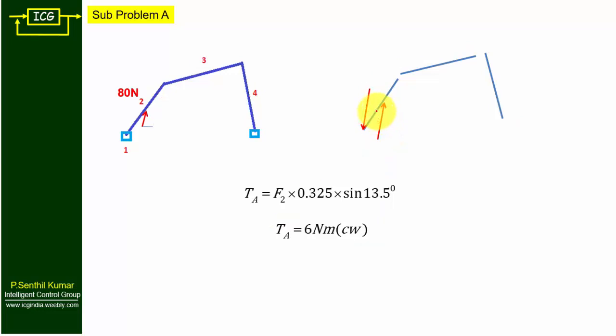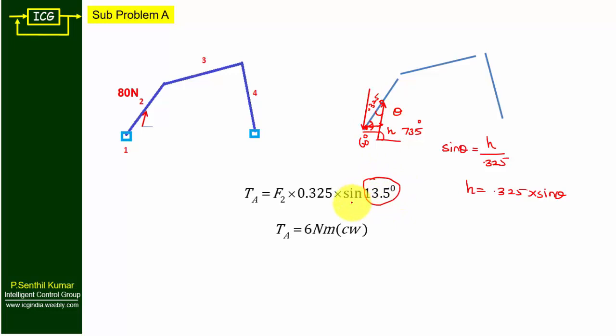Let me erase everything. This angle is theta, this is h, and this distance is 0.325, that is 650 divided by 2. So I need this distance h. Sine theta equals h divided by 0.325, so I need h equal to 0.325 into sine theta. What is the value of theta? This angle is 60 degree, given in the problem, and the corresponding force angle is 73.5. Both are known, so the corresponding angle is 13.5.